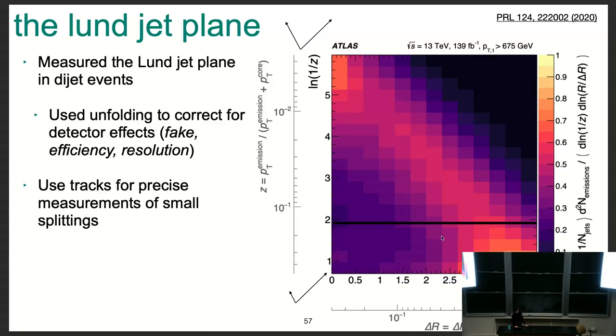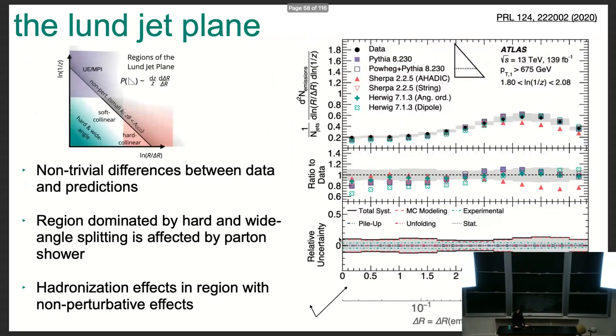So I want to briefly take a minute to look at just a single slice of this plane, where this black line is. And you can see this here compared to six different Monte Carlo predictions. The unfolded data is in black, and the other ones are in different colors, with the uncertainty band in gray. And these six different predictions are chosen very specifically.